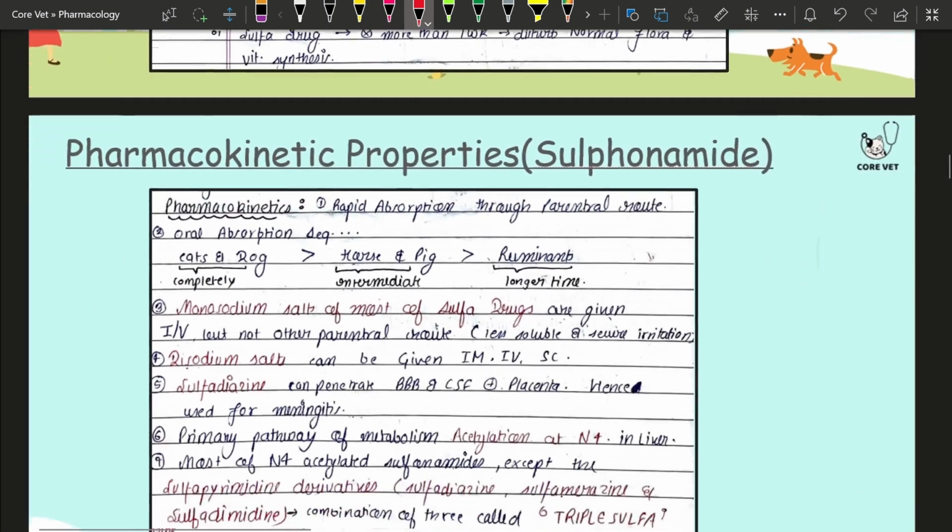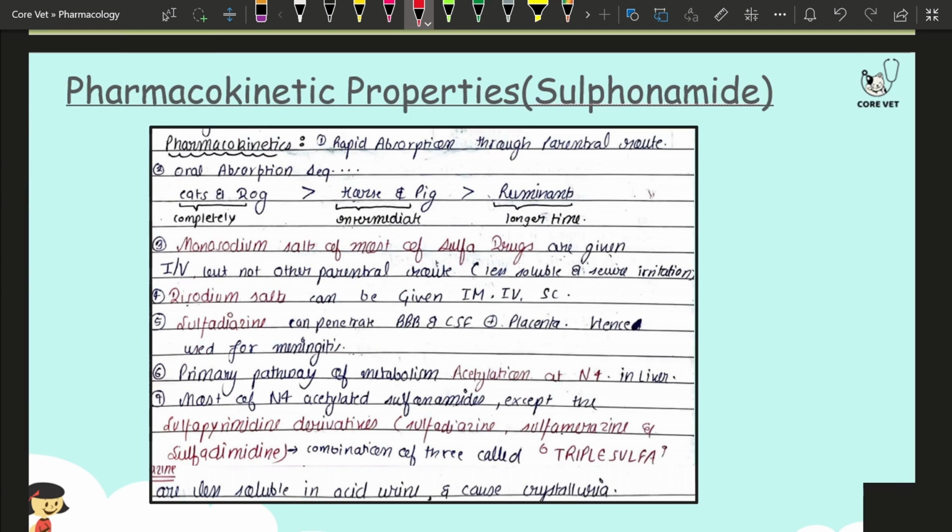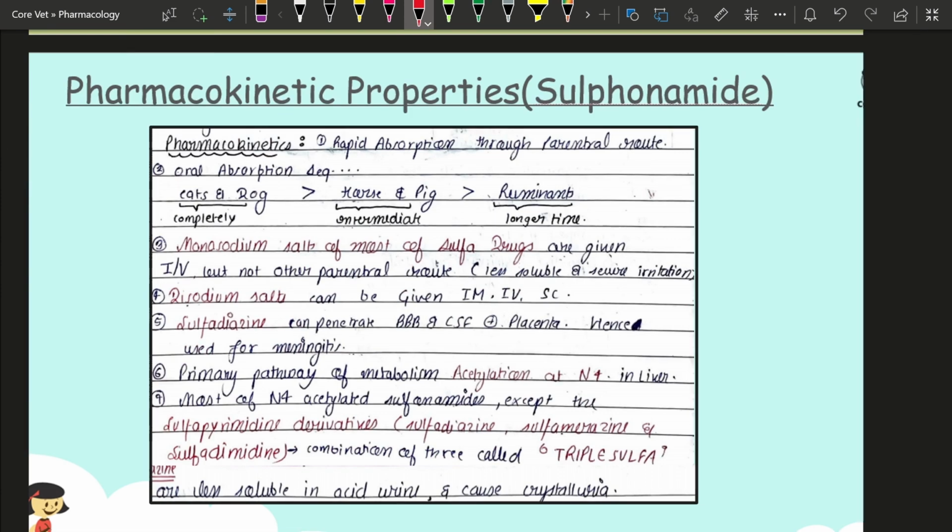Now coming on to the pharmacokinetic properties of sulfonamide. What are the pharmacokinetic properties of sulfonamide? Through the parenteral route, meaning the IV, subcutaneous and IM routes, rapid absorption is there, right? But oral absorption varies according to the species of the animal that you are considering, right?